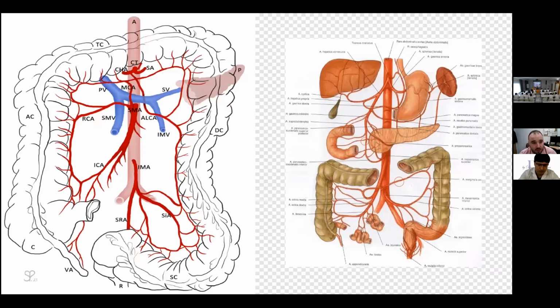Just briefly, from a colorectal point of view, it's very important to know mainly the anatomy consisting of the blood supply. And the main blood supply coming for the colon is mainly given by the superior mesenteric artery and inferior mesenteric artery.